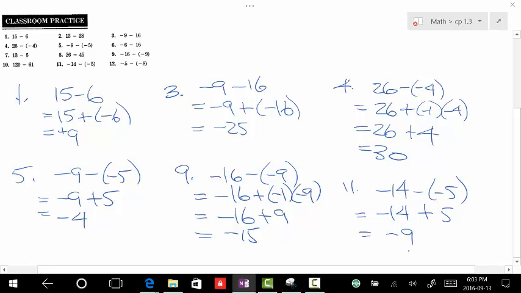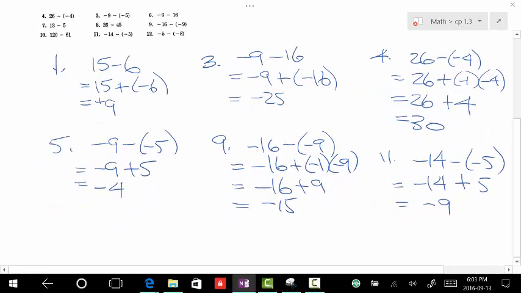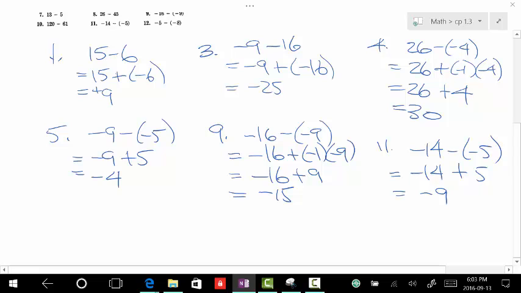So the key thing to remember here is if you have a negative number multiplied by a negative number, it will always give you a positive number. And that's the takeaway in this lesson.